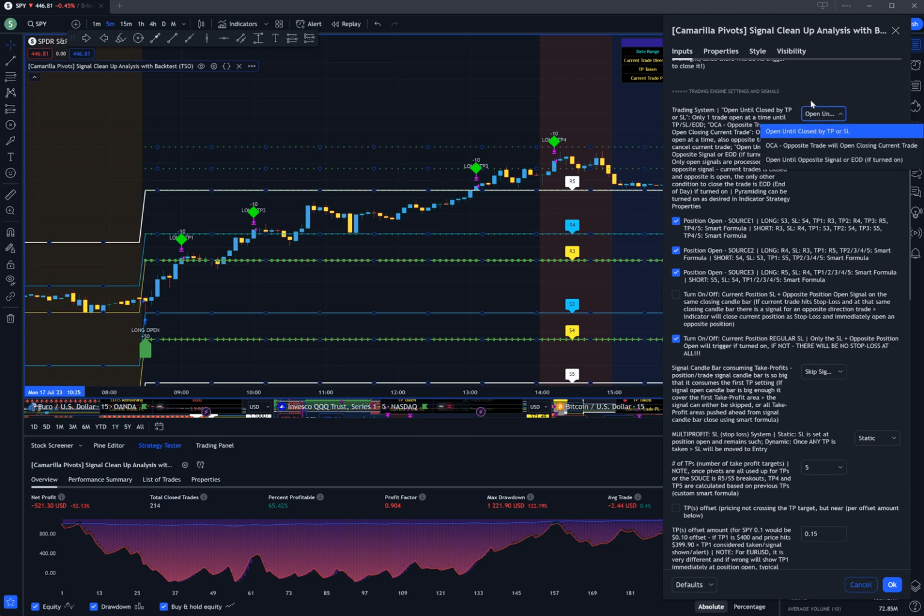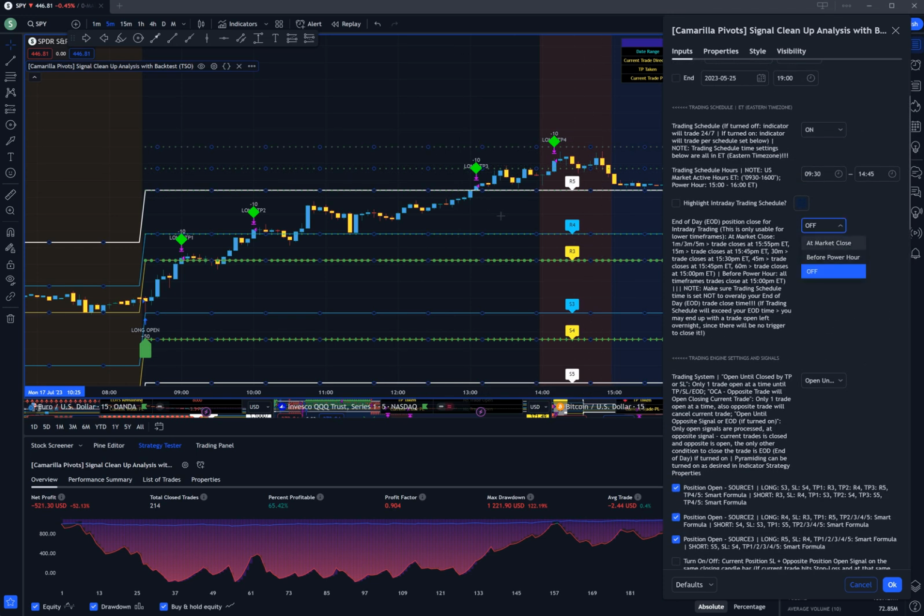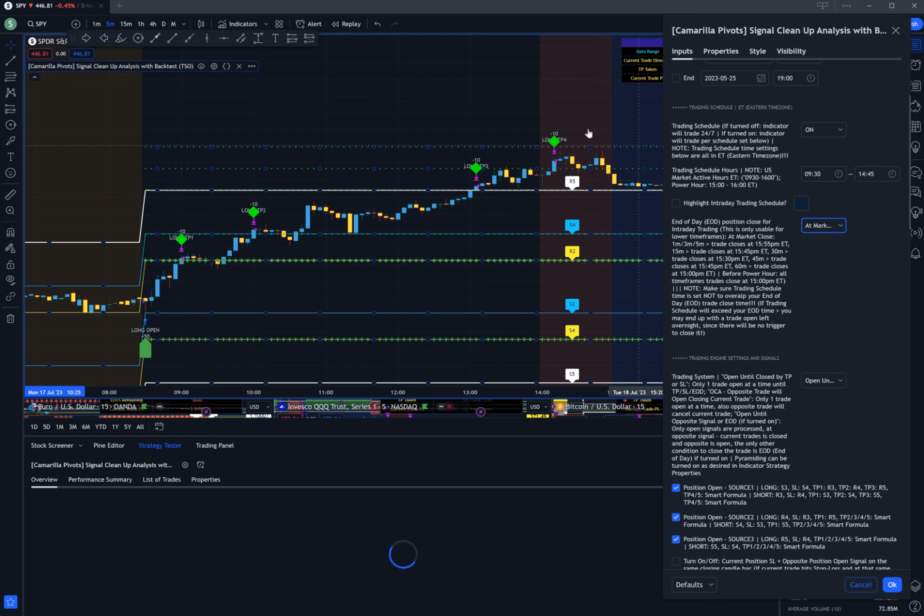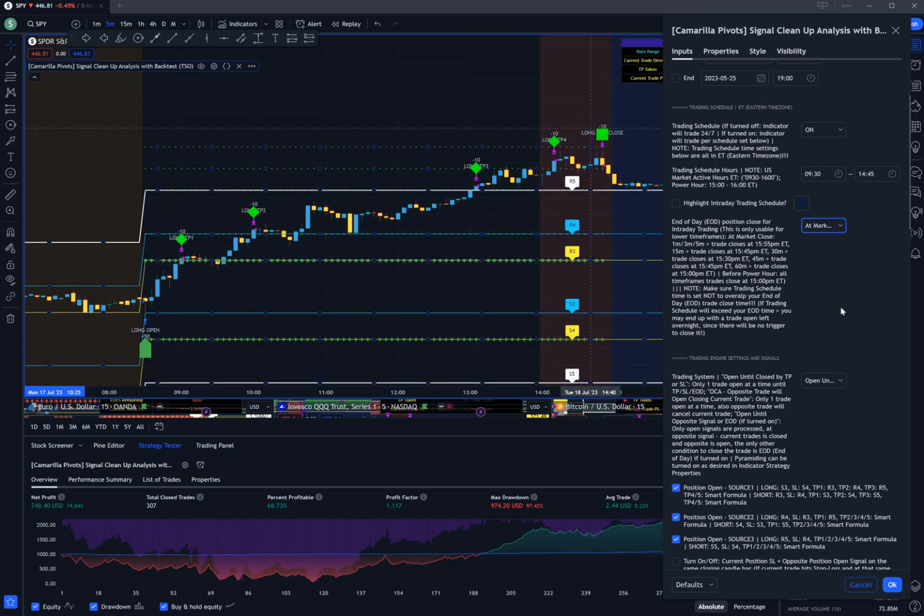Okay, so next is the trading system. There are basically three trading systems. The first one is open until either take profit or stop loss is hit. Stop loss in here is always going to be the crosses. Take profit, the very first one is fat circles, and then the next consecutive take profits are smaller circles. So with this setting, the position will be open until stop loss or all take profits are taken, or until the position is closed at the end of the day.